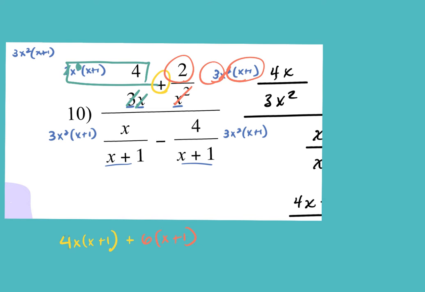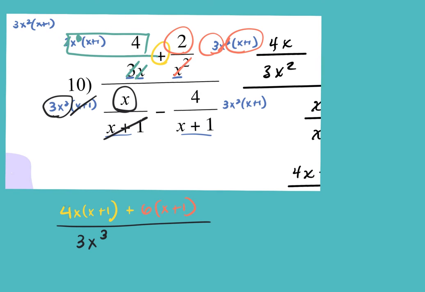Then I go to the next one. The x plus 1s cancel. And I have 3x squared times x. So this goes over, 3x to the third. And then I go to the last one, and the x plus 1s cancel, and I get 4 times 3x squared, but there's a minus between. So minus 4 times 3x squared would be 12x squared.